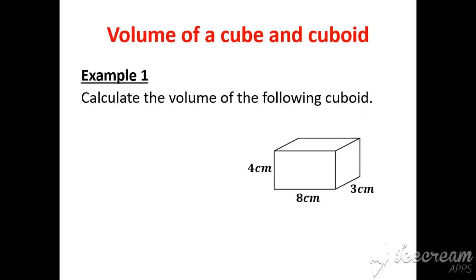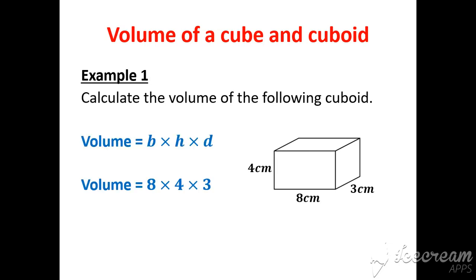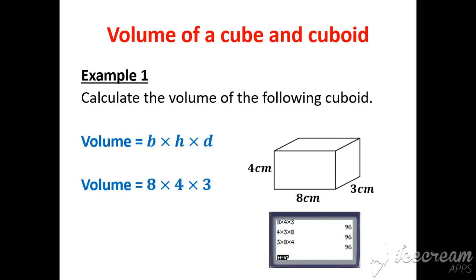Right, so let's get into example 1 and let's calculate the volume of the following cuboid. So here we go, we've got a cuboid that's got dimensions 4 centimeters, 8 centimeters, and 3 centimeters. So all we're going to do is just go base times height times depth, which is 8 times 4 times 3. Doesn't matter which order, by the way.